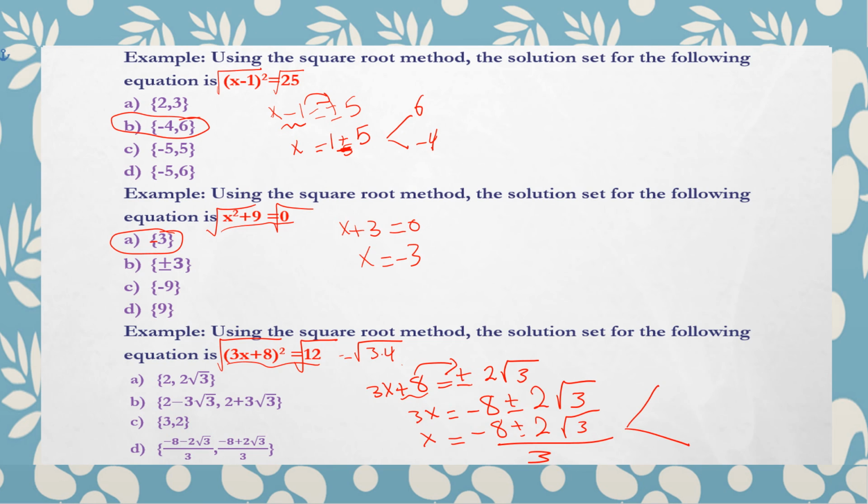And our solution set equals minus 8 plus 2 times square root of 3 over 3, and minus 8 minus 2 times square root of 3 over 3. And this is equal to D. So the correct answer is D.